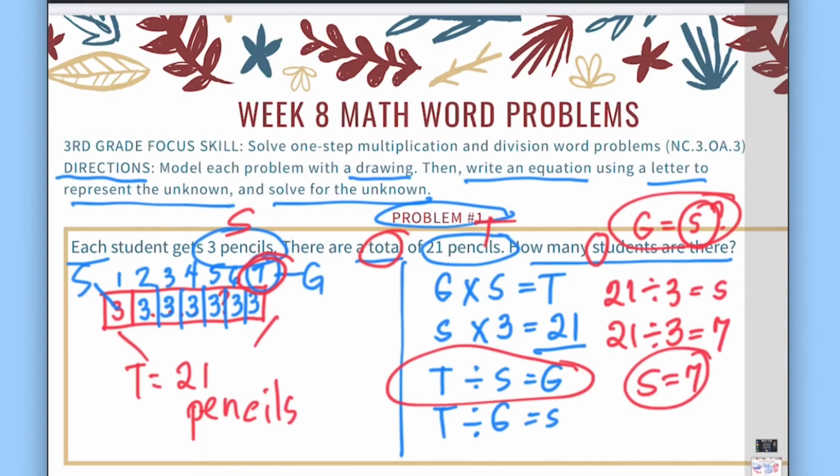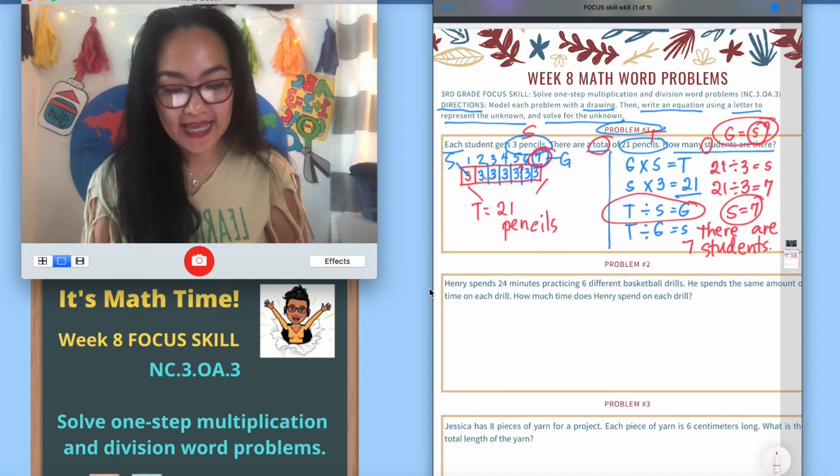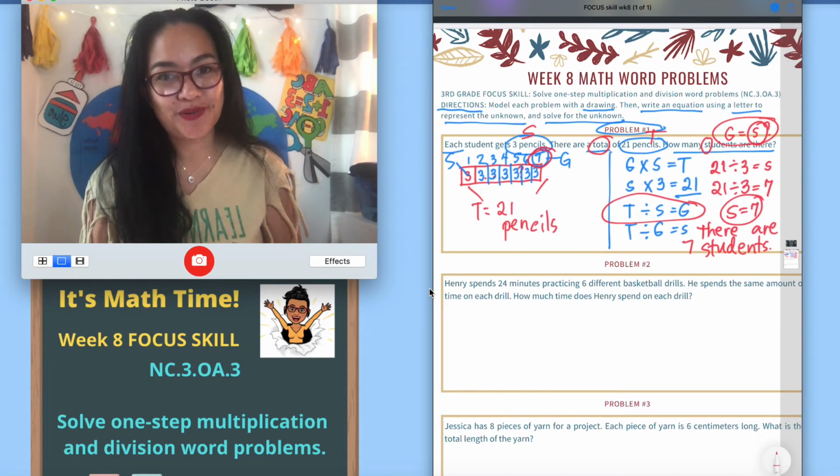Don't forget to write your statement. How many students are there? There are 7 students. Alright, boys and girls, we are done with problem 1. Now let's go to problem 2.